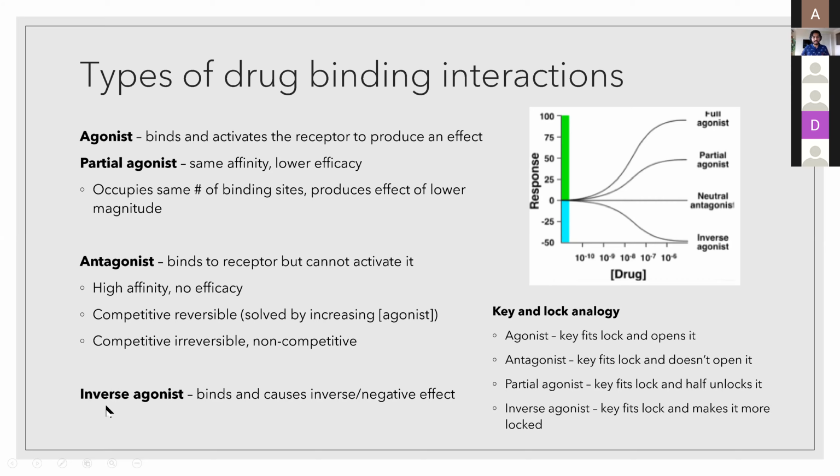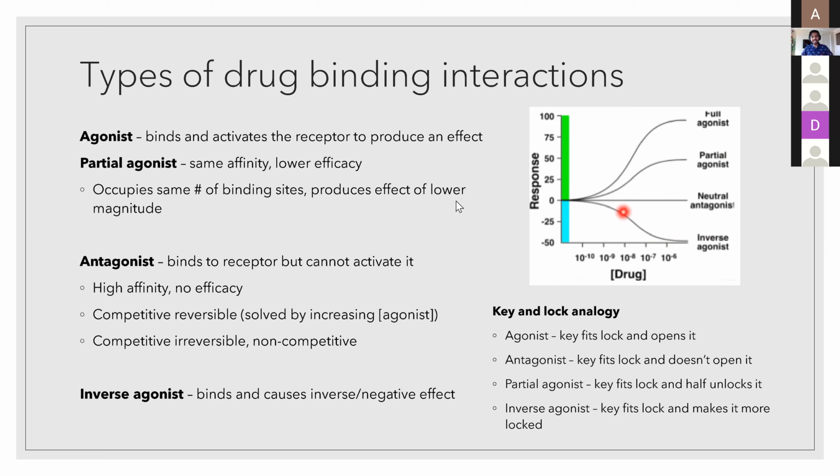And then a funny one is inverse agonist. This is where the drug binds and causes essentially the opposite effect of an agonist. So it has affinity, it has efficacy, but its efficacy is in the opposite direction. I think this diagram is one of the best out there when it comes to explaining the difference. We have our full agonist, it binds and produces a strong effect. A partial only produces half the effect. An antagonist, remember, is neutral because it binds but has no efficacy. And an inverse agonist binds and has an opposite effect.